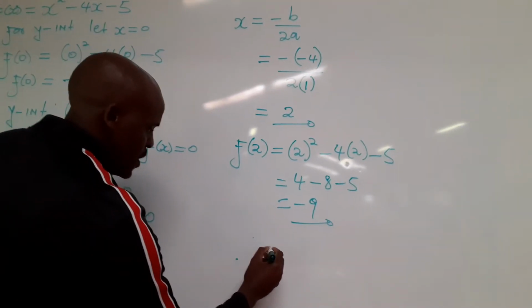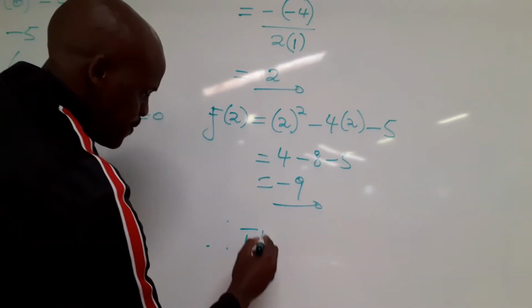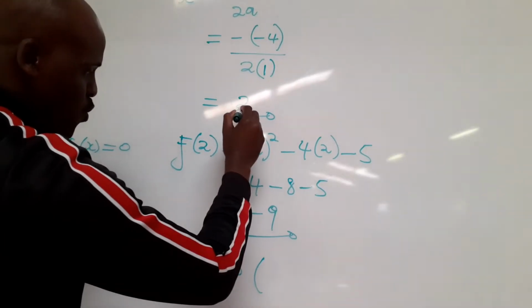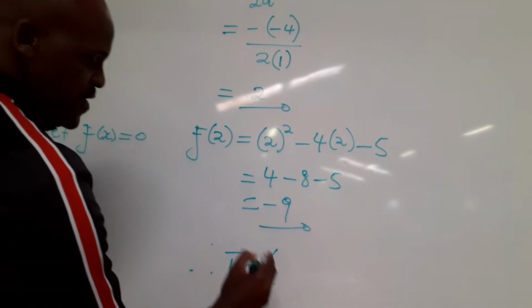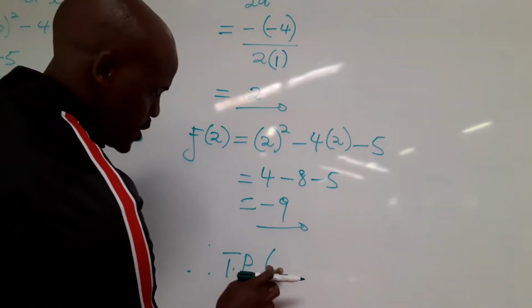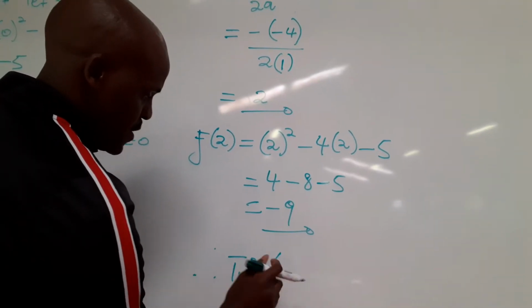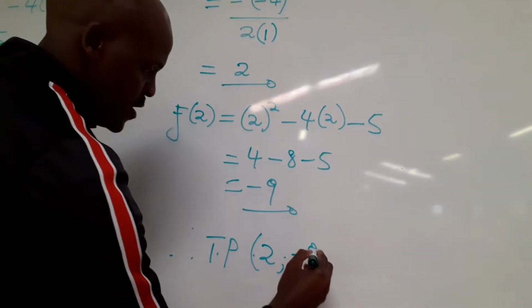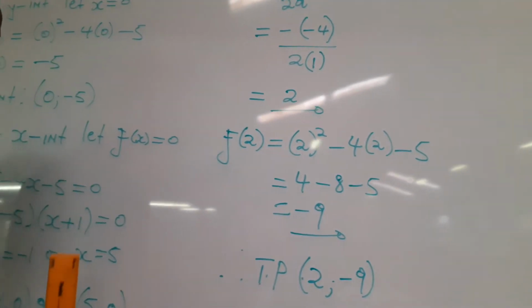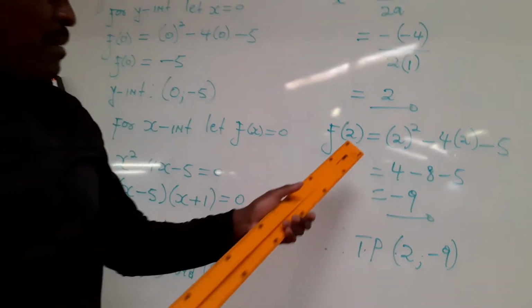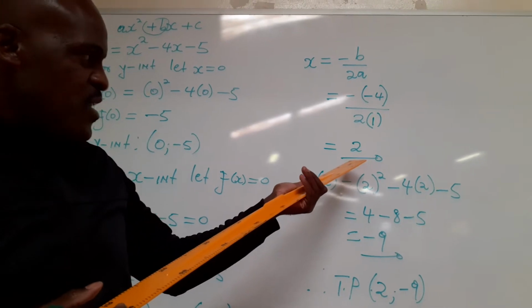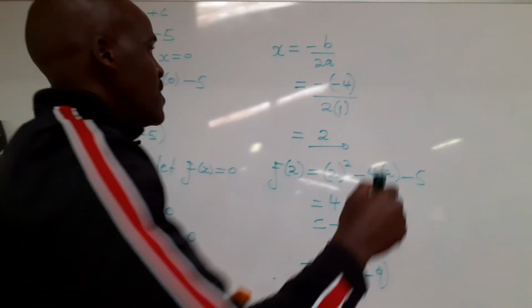Therefore, our turning point will be given by 2 is to negative 9. That's our turning point. Remember that you can be able to find the x value at the turning point through this.